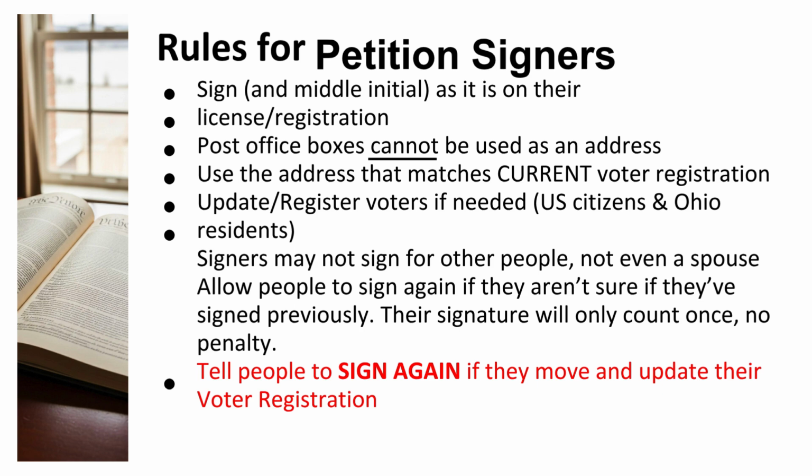So a lot of this we've already talked about. Sign it as it's on the registration or their license, no P.O. boxes. Use the address that matches their current voter registration, and if they've moved, make sure they update their voter registration. Okay. Signers cannot sign for other people, not even a spouse. Okay. Not even a spouse.